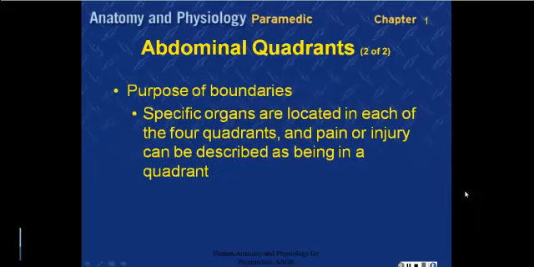Abdominal quadrants, what are the purposes of having these boundaries? Well, because specific organs are located in each of the 4 quadrants. Pain or injury can be described as being in a quadrant, so it's mostly for documentation purposes, passing information from one provider to the next. You can document your findings by quadrant, and everybody understands what you're talking about. It's a standardization of terms.